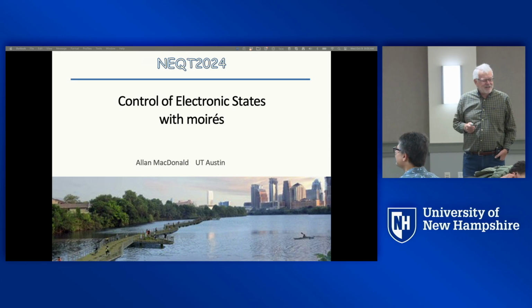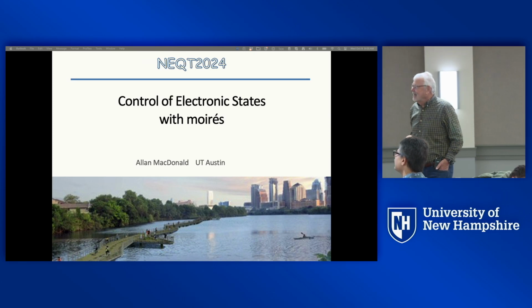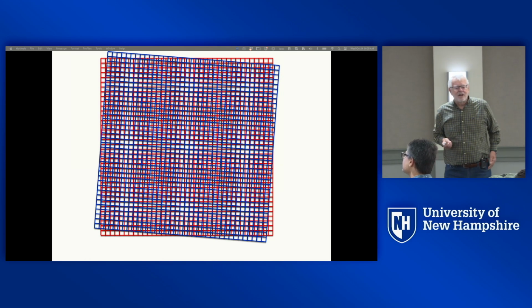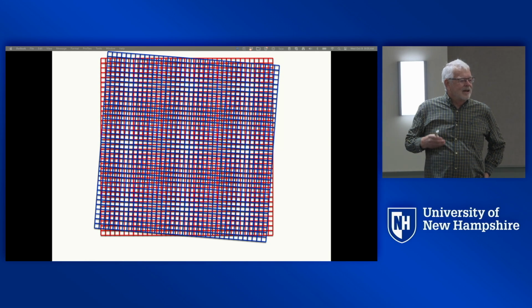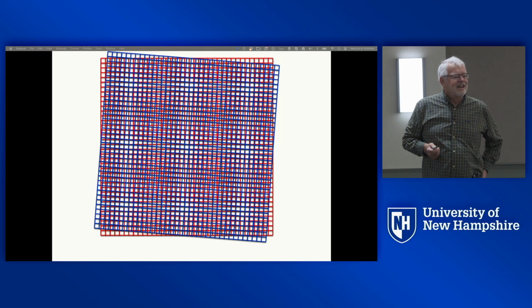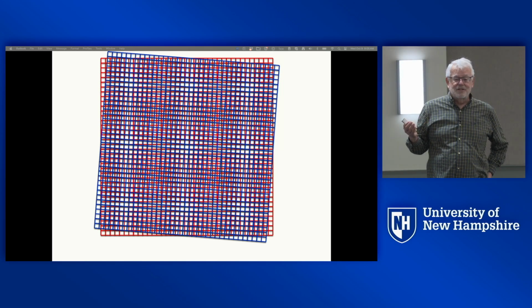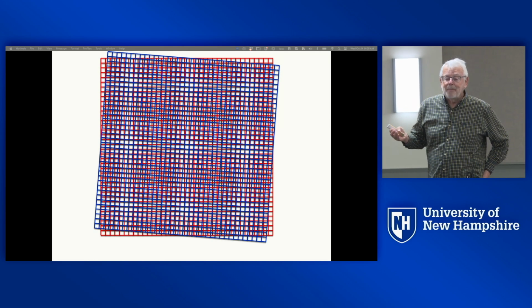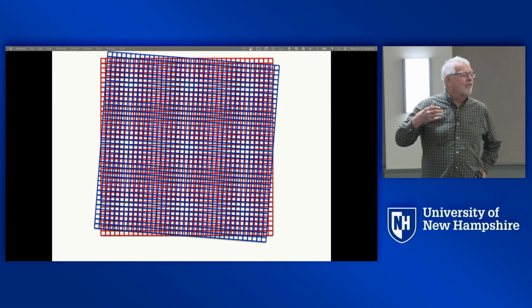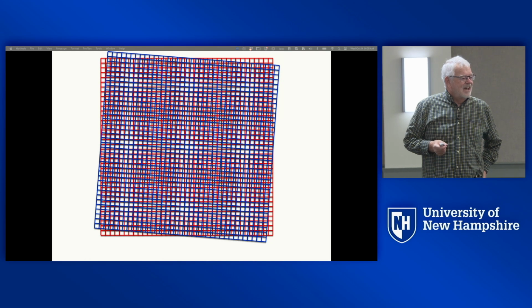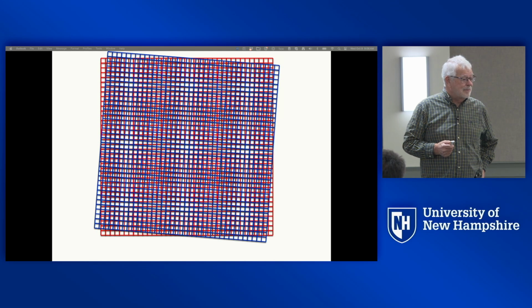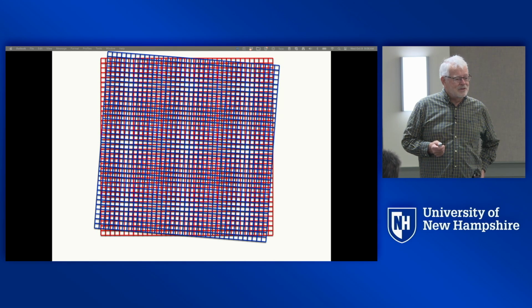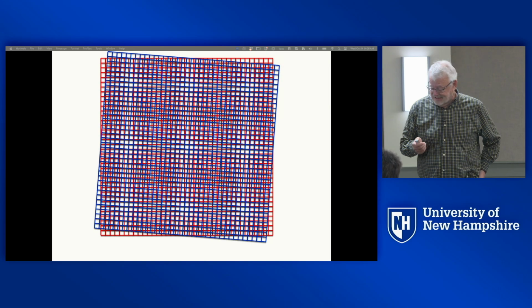Okay, so I've been asked to give a tutorial talk. I'm going to talk about how we describe the manipulation of electronic states in 2D materials with Moiré patterns. Moiré patterns, as you probably know, happen whenever you have two similar periodic structures, and the spatial beating pattern makes a longer periodicity. That's the Moiré pattern. The Moiré patterns we're interested in here are overlaid 2D crystals.